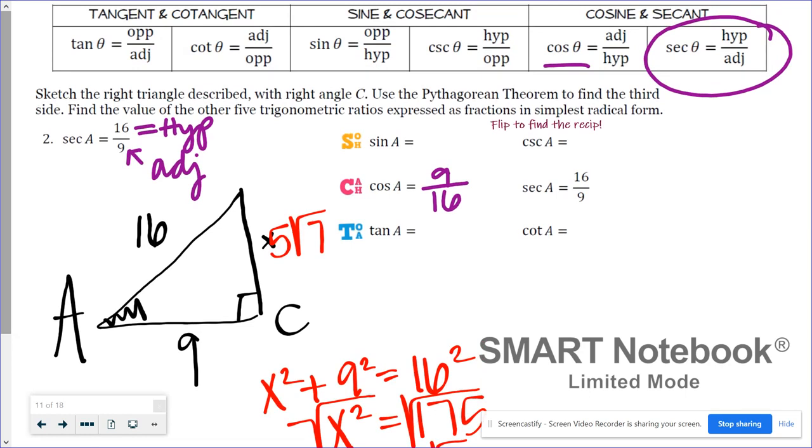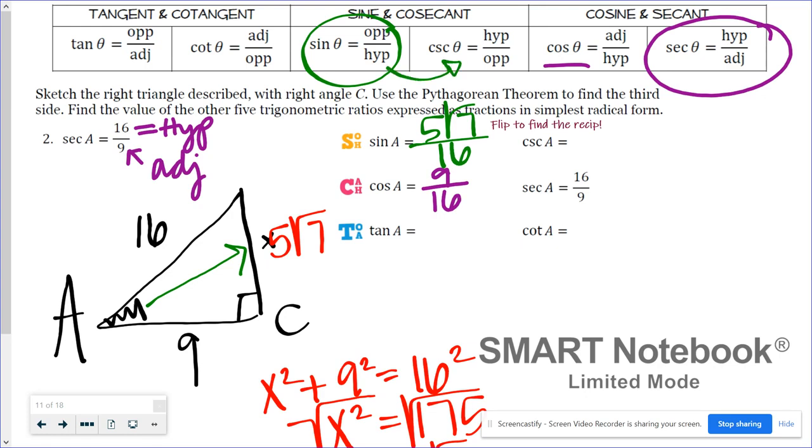Now we know sine to be the opposite over the hypotenuse. So opposite angle A is that side measuring 5√7, and the hypotenuse is 16. To find cosecant, we need to flip to find the recip. So if I flip it, I get 16 over 5√7.